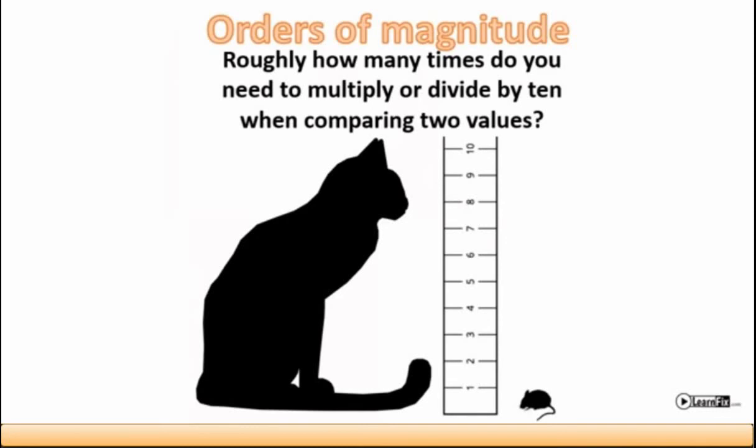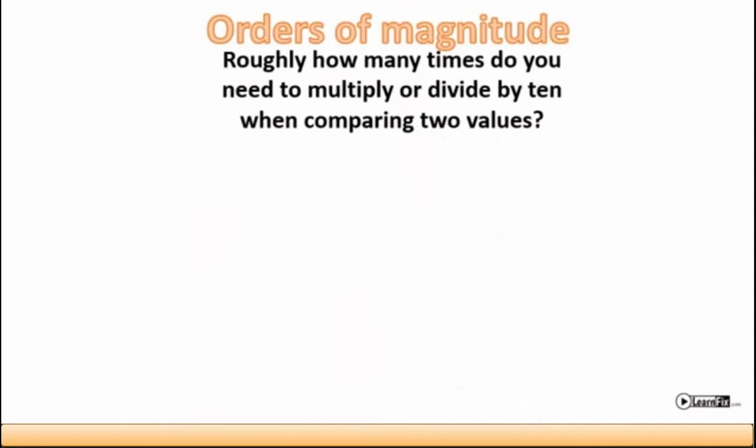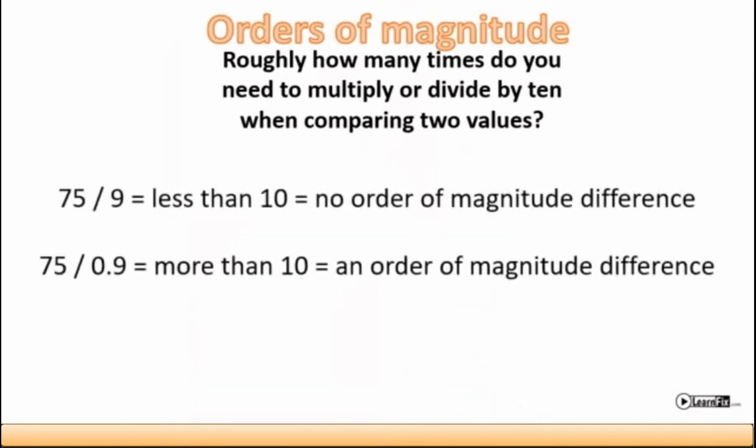Now we only compare things by order of magnitude when there's a large difference between them. If the larger value divided by the smaller value is less than 10, then they are of the same order of magnitude. So 75 and 9 have the same order of magnitude, but 75 and 0.9 have different orders of magnitude.